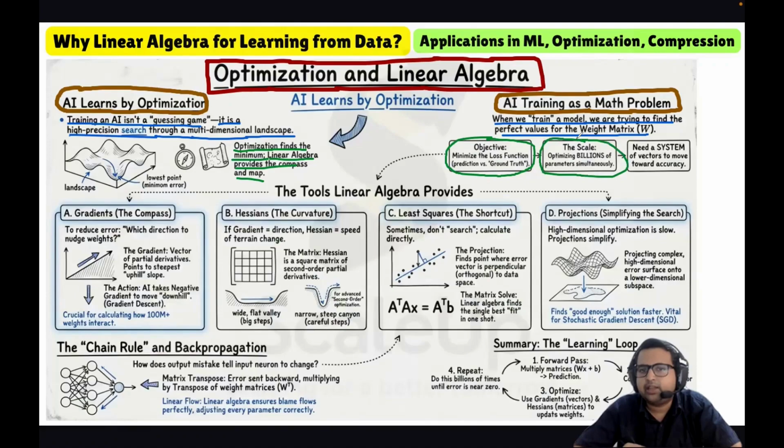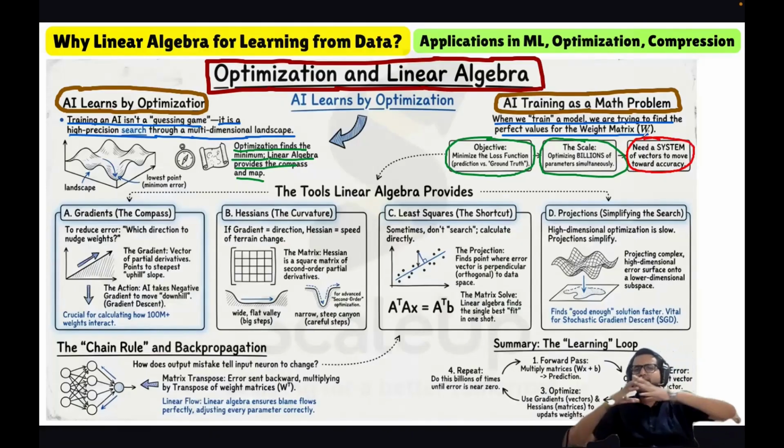Now, the scale. To minimize the loss function, we will be optimizing billions of parameters simultaneously. And to do it, we cannot do it by hand. We will need a system of vectors to move the model towards accuracy.